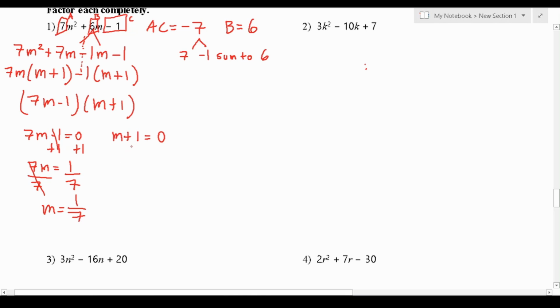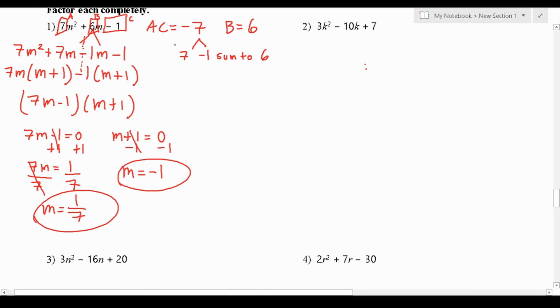Okay, this one's very simple. It's going to take one step to solve. We're going to subtract 1 from both sides. 1 minus 1 is nothing, so this leaves us with m equals 0 minus 1, which is negative 1. So by using the Australian method, we've solved for the variable m. Specifically, we found two real solutions, notably 1/7 and negative 1.